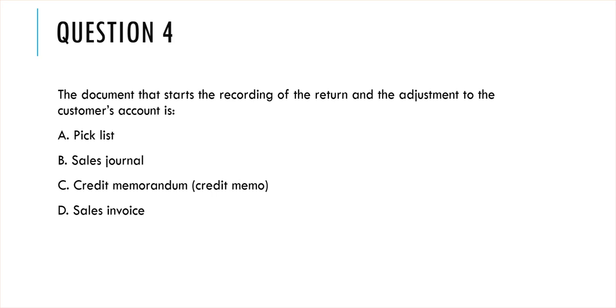The document that starts the recording of the return and the adjustment to a customer's account. Okay, it's a little tricky in the wording here because when we're talking about this, we're talking about what is the document that starts the journal entry. And so they're really talking about what is the document that you do your journal entry off of. And the document you do your journal entry off of is the credit memo, or the credit memorandum.